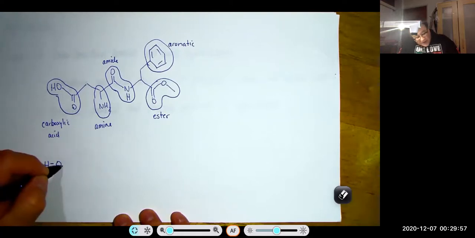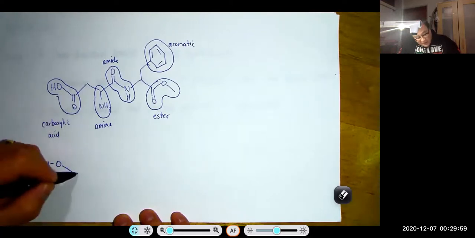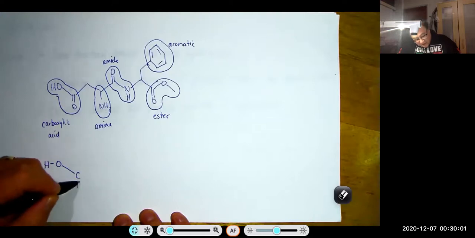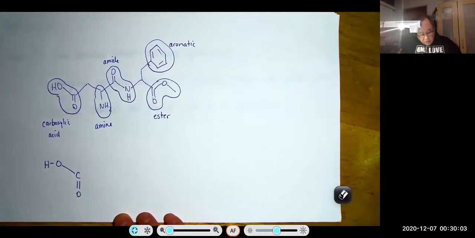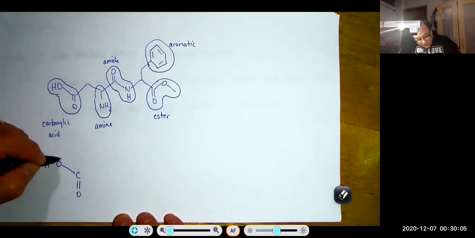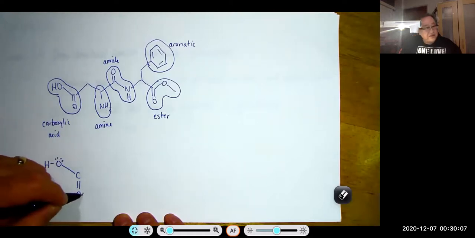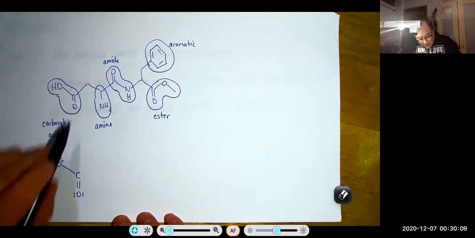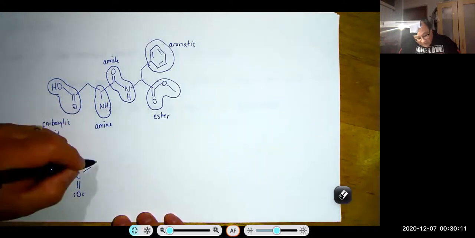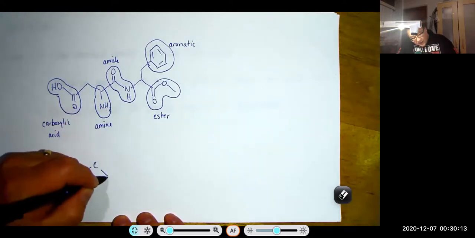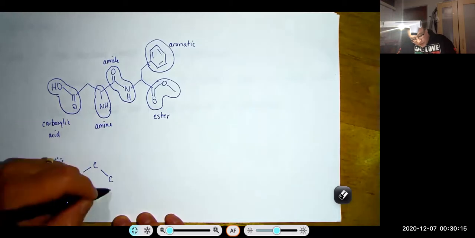And then I'm going to go down, and then I'm going to put a carbon there, and then a double bond to the oxygen. And while I'm going along, I'm going to go ahead and put in the lone pairs on the oxygen so that it has an octet. Now we go up to a carbon. We go down to a carbon. We go down to a nitrogen.